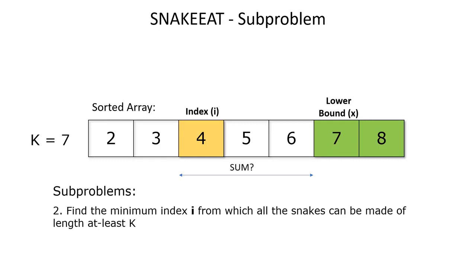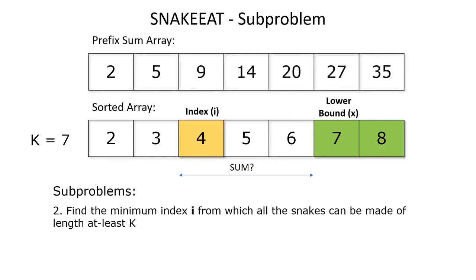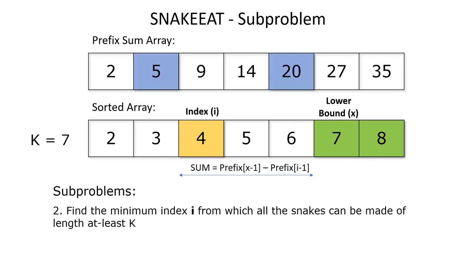But how to find out the sum efficiently? Which data structure supports efficient range sum queries without updates? Yes, you are correct. Prefix sum array. As the name suggests, an index in the prefix sum array gives the sum of all the elements from index 0 up to that index. For example, we get 9 at index I, which is indeed the sum of 2, 3 and 4. Now we can utilize the prefix sum array to answer range sum queries. The sum is given by prefix sum at x minus 1 minus prefix sum at I minus 1, which is 20 minus 5 equal to 15 in this case. It is the same as 4 plus 5 plus 6.